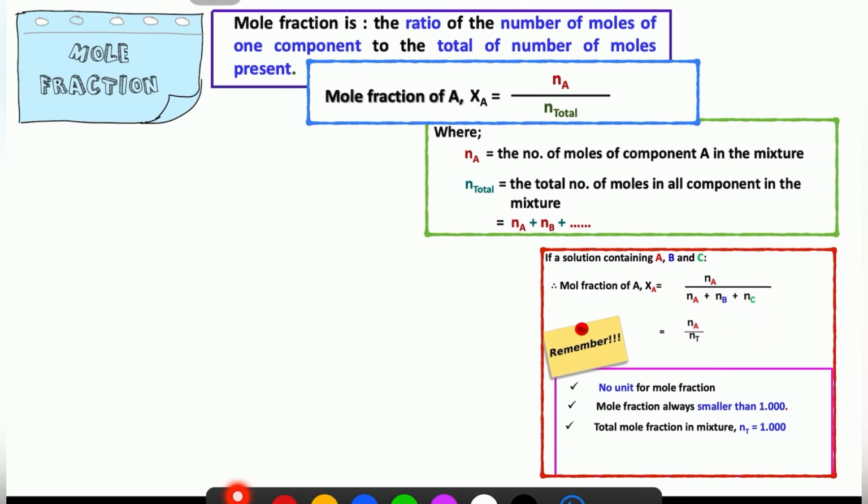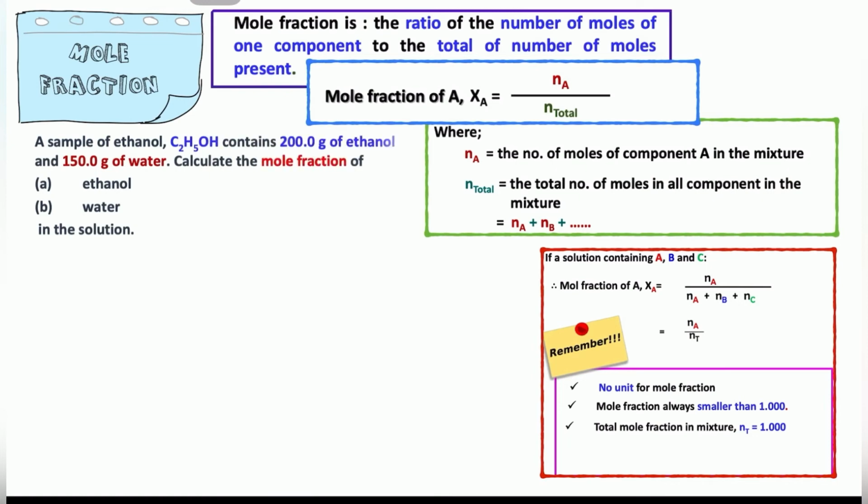You should remember that because it is mole fraction, there is no unit for the mole fraction. When you get the answer, there is no unit. And mole fraction is always smaller than 1, because it is a fraction, right? And the total mole fraction in the mixture is 1. When you total up all the fractions, you will get the total equal to 1.